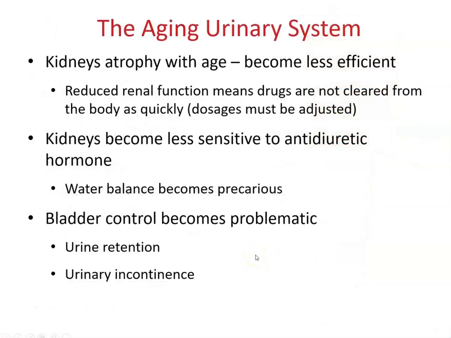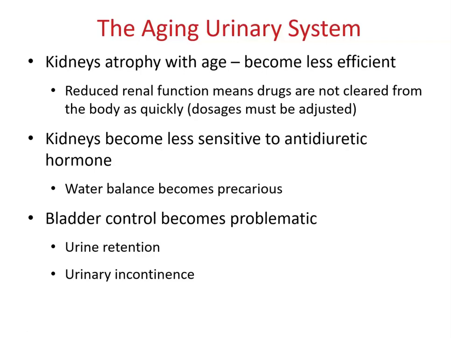As you get older, kidneys atrophy with age and become less efficient. Reduced renal function means drugs are not cleared from the body as quickly, so the dosage must be adjusted. So that's why with older patients, you have to be careful. They take a plethora of medicines anyway. Sometimes a patient will come in taking about 10 to 12 medications. And if their kidneys aren't working as well as they should, guess what? A lot of those drugs stay in the system because they're not peeing them out. So then you get side effects and they build up.